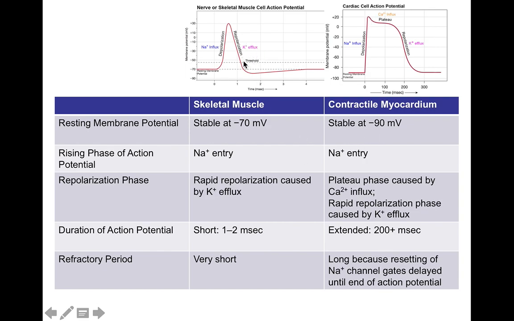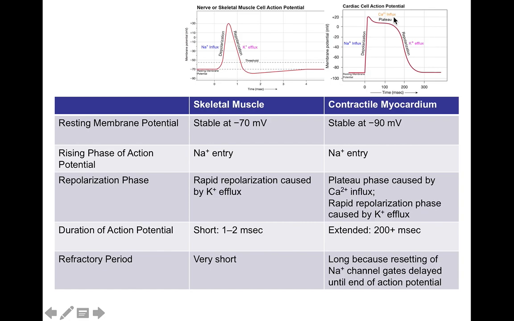Then the repolarization phase is the same for both as well. It's caused by opening of potassium channels and potassium efflux, or potassium moving out of the cells. So once again, potassium is a positive charge, so if that moves out of the cells, the inside becomes more negative. But in the case of the contractile myocardium, we have a plateau phase, which is not seen in the skeletal muscle. This plateau phase is caused by opening of calcium channels and positively charged calcium moving into the cell, keeping the inside of the cell positive.